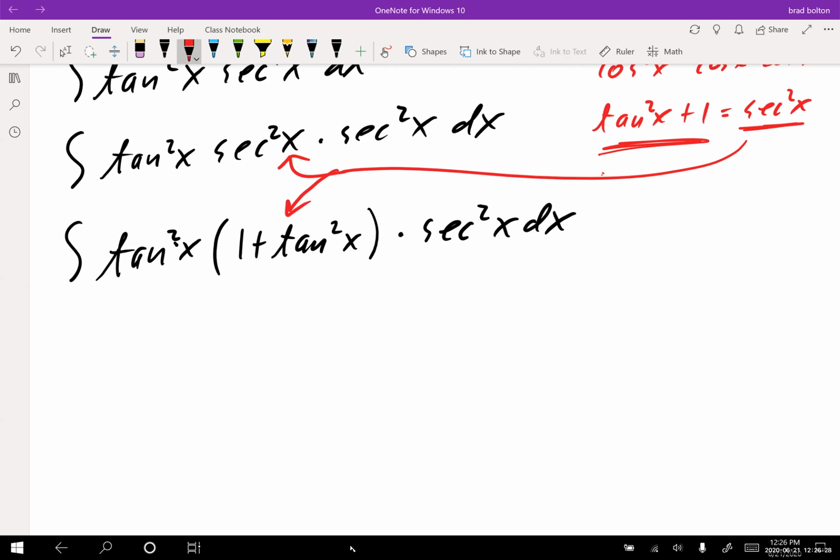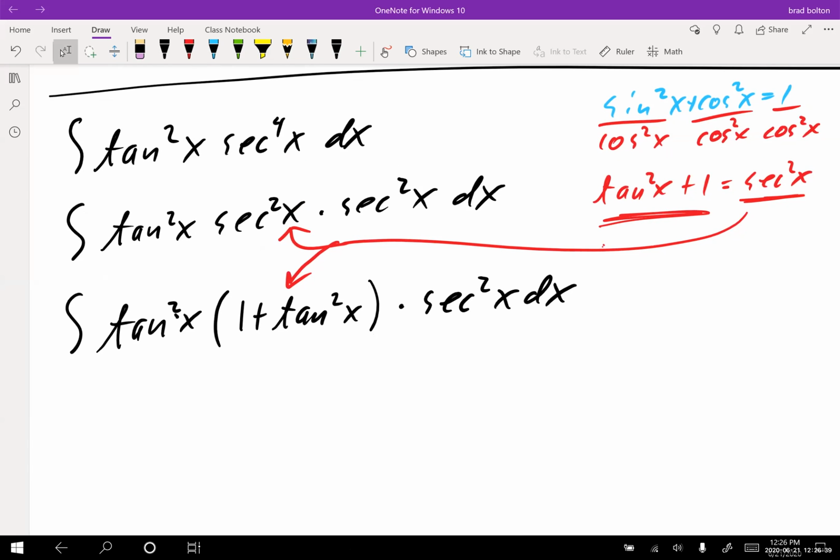So if you're wondering, you just use that little property. It's a variation of the Pythagorean identity. You just got to do the work. If you're dealing with cosecants, then you do the same thing, but divide by sine instead of cosine.